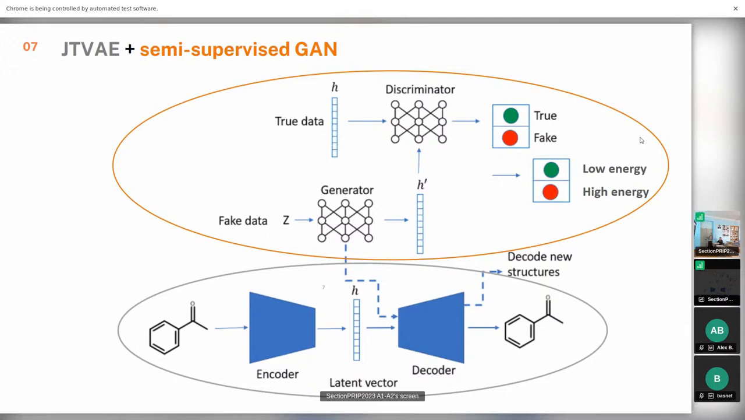So we can see in this scheme that at the bottom our junction tree VAE and the latent vector from it are used to train the discriminator of SS-GAN. During the training process, we feed true data from the training set and also random noise from a Gaussian distribution.